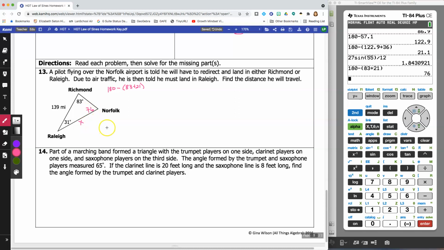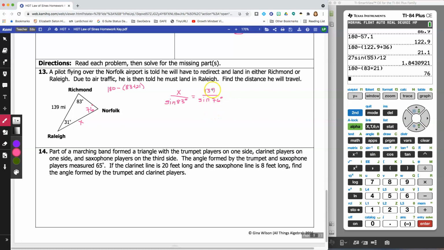So now I've got enough information. I've got the 76-degree angle and the length of the side opposite it. I'm finding the length of a side and I have the angle opposite it. So I'm going to put the sides in the numerator. So x divided by the sine of 83 degrees is equal to 139 divided by the sine of 83 degrees. Nope, sorry, of 76 degrees. Let's keep track of what we're working on, right?